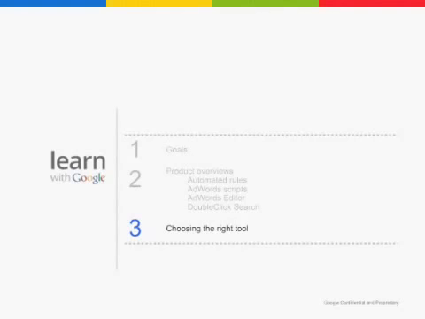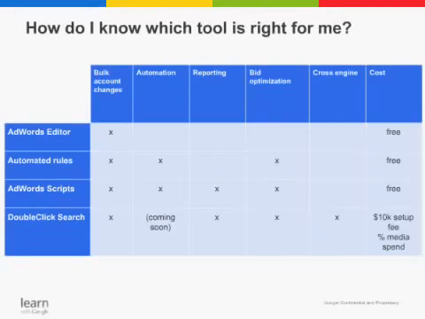All right, so now that we've gone through the options in AdWords, AdWords Editor, and DoubleClick Search, let's review a few questions to consider to help you make the right decisions for your search management tool. So this matrix covers the main considerations you'll take into account. Does it let you make bulk account changes? Does the tool provide campaign management automation that reduces the need to repetitively make manual changes?